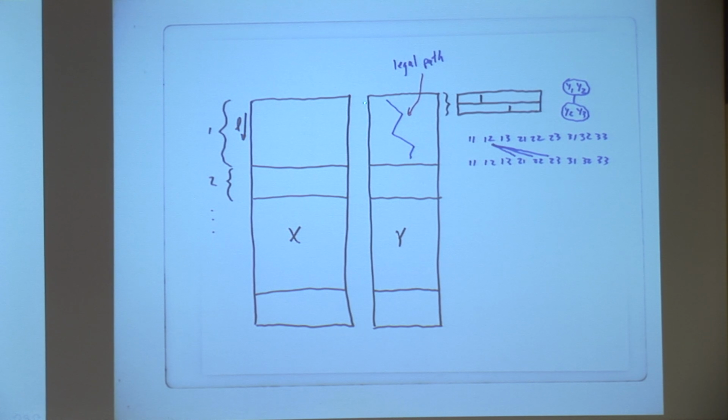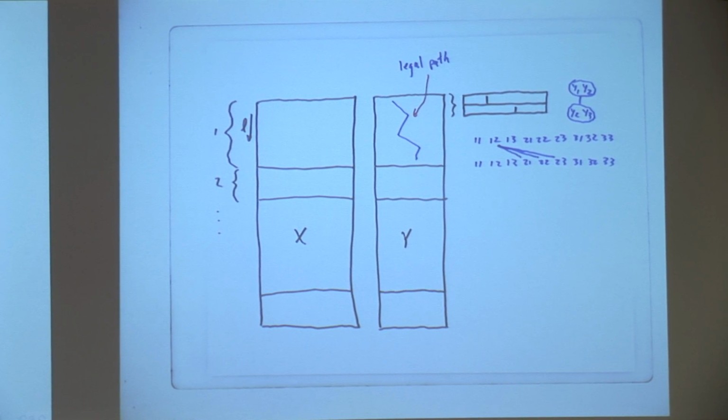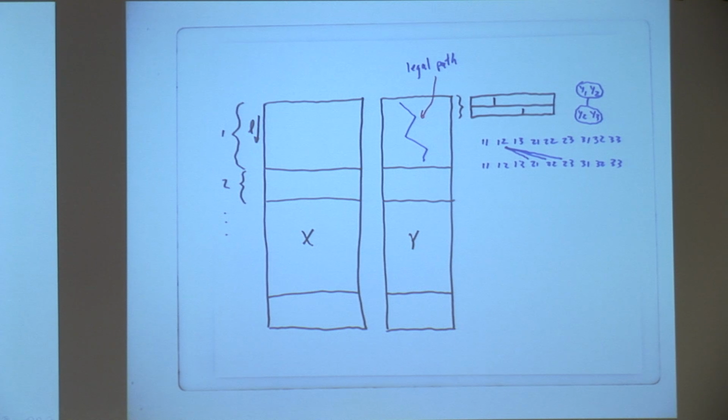Okay? Now, the number of legal paths through that matrix is exponentially large. But we're not enumerating those paths, hopefully, and we're not explicitly representing every path. It's just implicitly represented by some constraint. Okay? Now, it's easy to expand this.